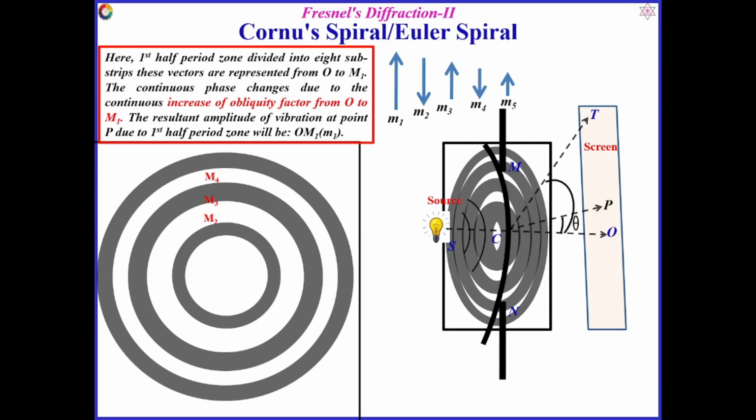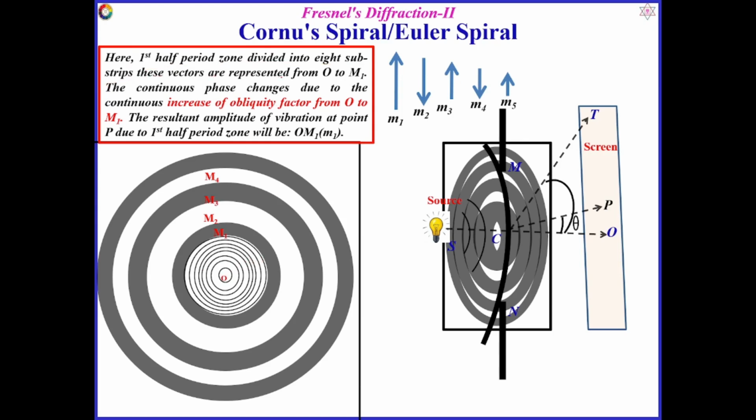Now, to represent graphically the intensity distribution, the so-called Cornu spiral, Fresnel considered that the first half period zone is divided into 8 substrips. It can be any number of substrips. To understand, let us consider the first half period zone divided into 8 substrips like this. So here 1, 2, 3, 4, 5, 6, 7, 8. This half period zone is subdivided into 8 strips.